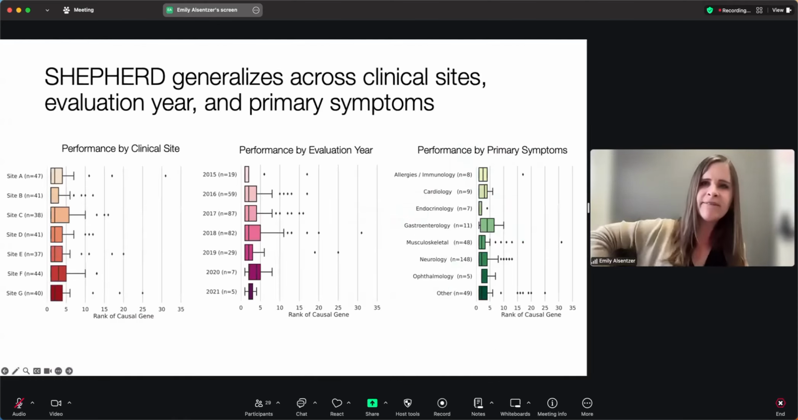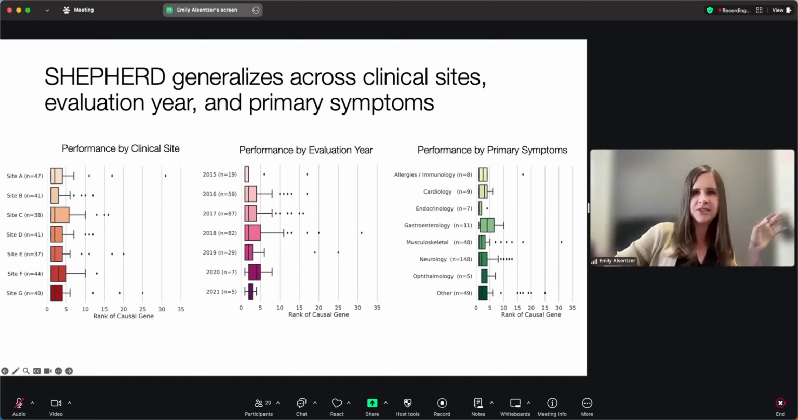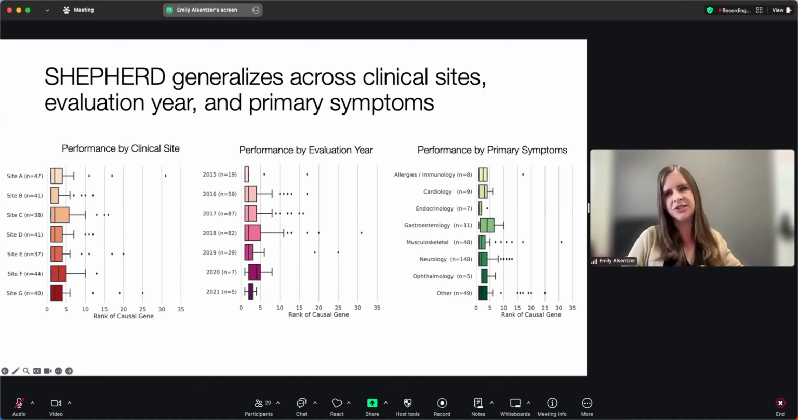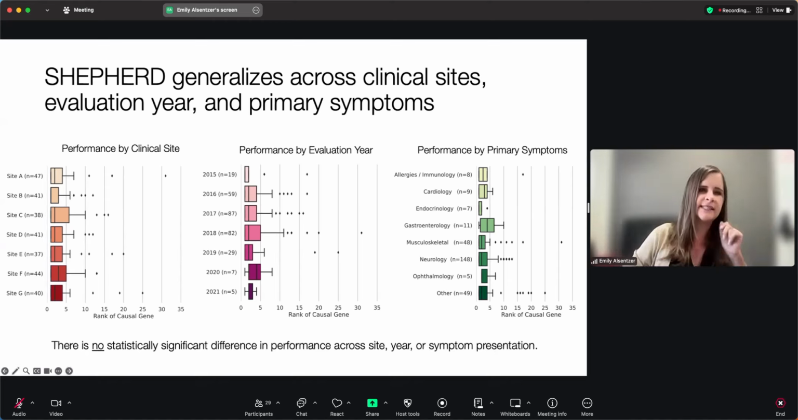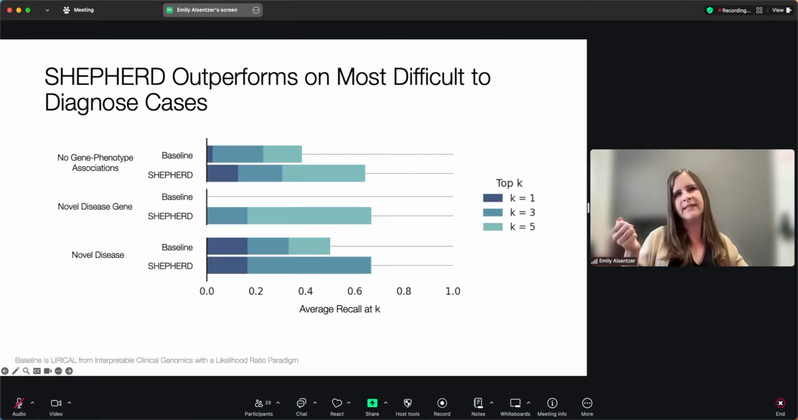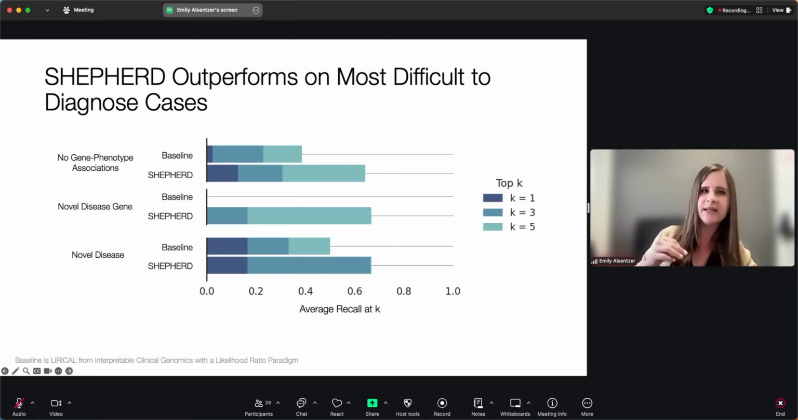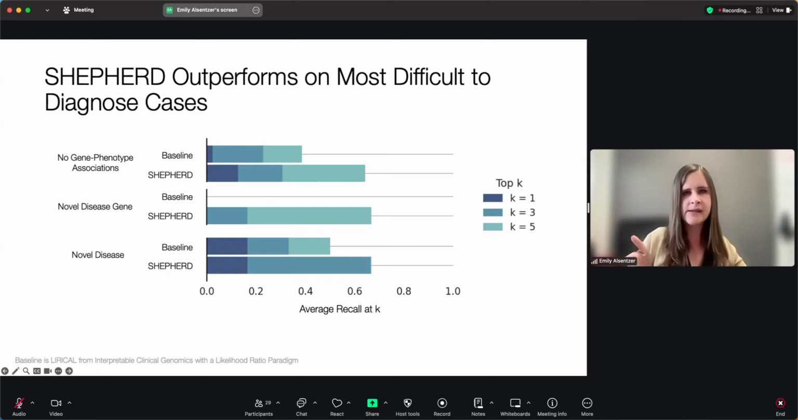Anyway, as an aside, we evaluated Shepherd's performance on UDN patients across clinical site, evaluation year, and primary presenting symptoms, and found that it can generalize across each of these settings. There's no real statistically significant difference in performance across site, year, or symptom presentation. And we also wanted to look at the performance on those really most difficult to diagnose cases of patients who potentially had a novel disease or novel disease gene. And again, here we found this consistent narrative where the model outperformed the highest performing baseline approach on these more difficult to diagnose cases as well.